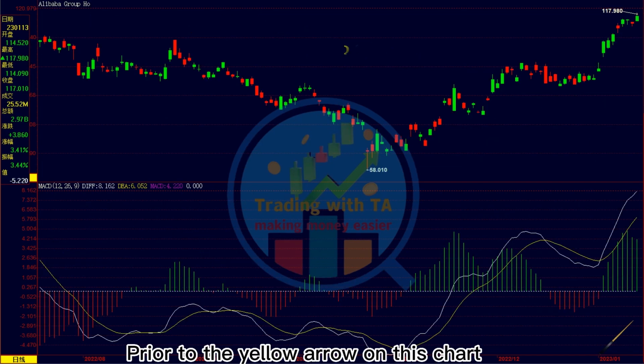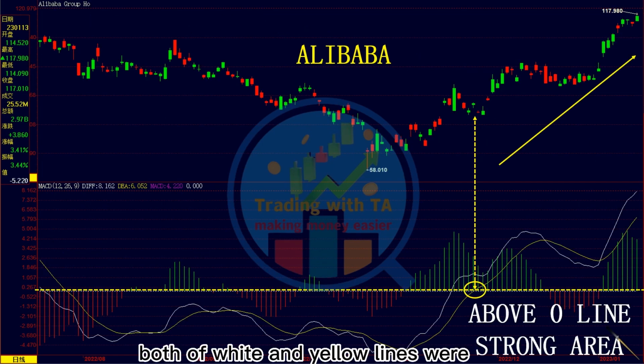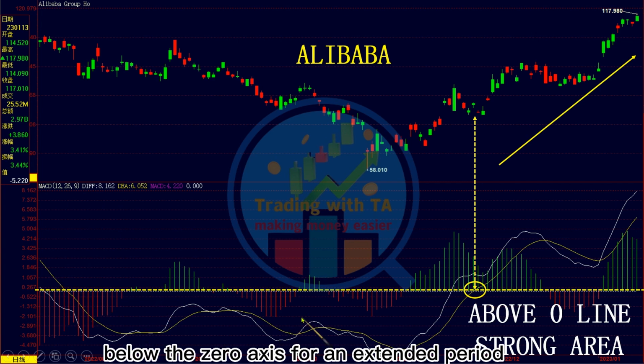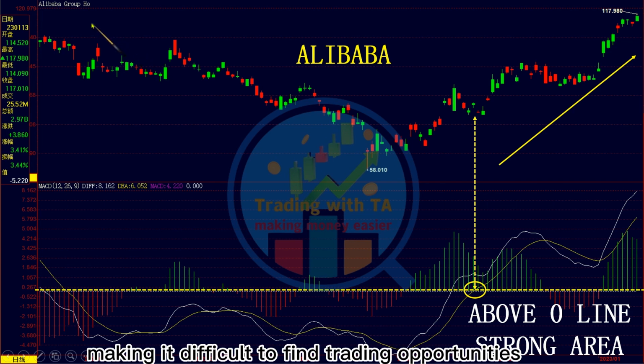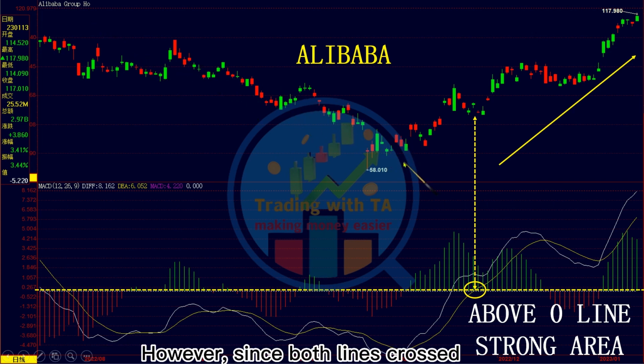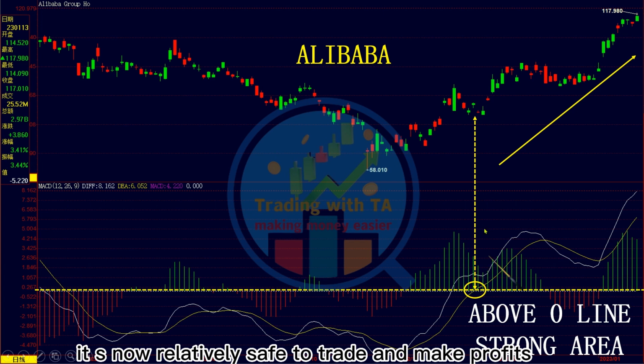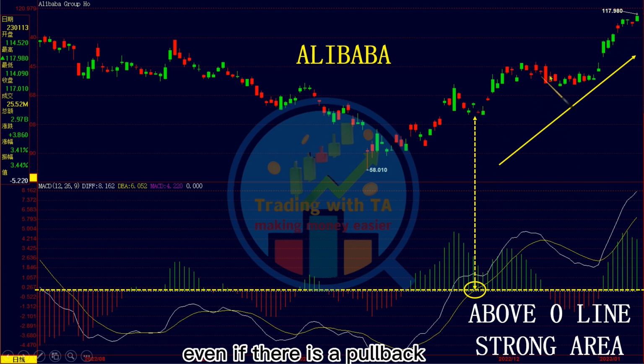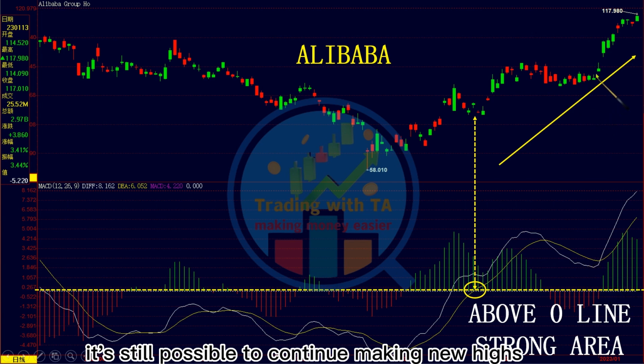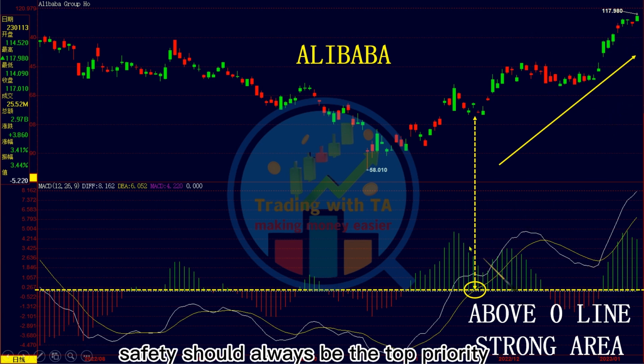Prior to the yellow arrow on this chart, both the white and yellow lines were below the zero axis for an extended period, making it difficult to find trading opportunities. However, since both lines cross above the zero axis at this point, it's now relatively safe to trade and make profits. Even if there is a pullback, it's still possible to continue making new highs. Safety should always be the top priority.